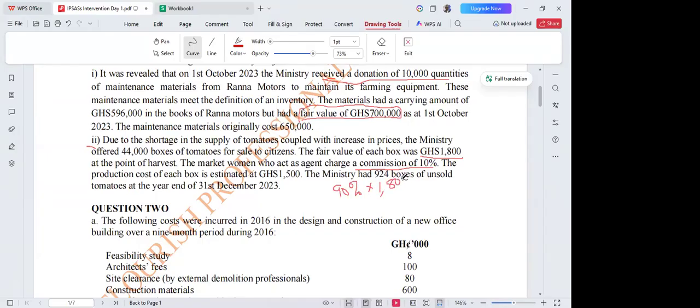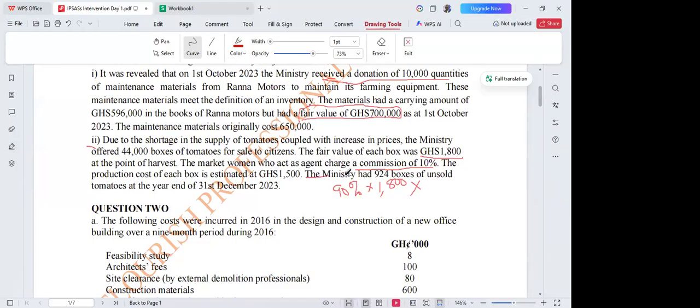This will give us the amount, the fair value less cost to sell, or the net realizable value in this case. Now, when we are done, bear in mind we are looking for closing inventory for each case. So when we are done, we need to multiply by the number of boxes. We're told that 1,800 is per box. So we need to multiply by the number of boxes. And what are the number of boxes? That was the last sentence.